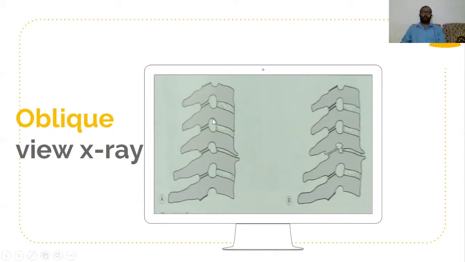Here the neural foramen is intact. In this X-ray, we can see anterior osteophyte formation. Here, along with anterior osteophyte formation, there is posterior osteophyte formation too, which causes neural foraminal stenosis. Whenever there is cervical spondylosis due to osteophyte formation of the posterior body of the vertebra, it shall be diagnosed by taking an oblique view X-ray of the cervical spine.